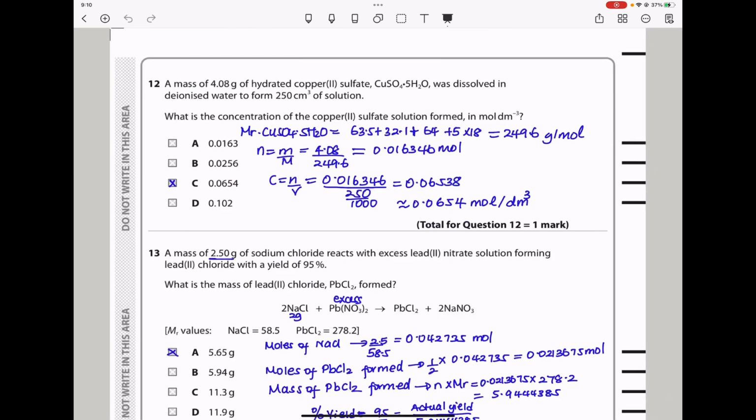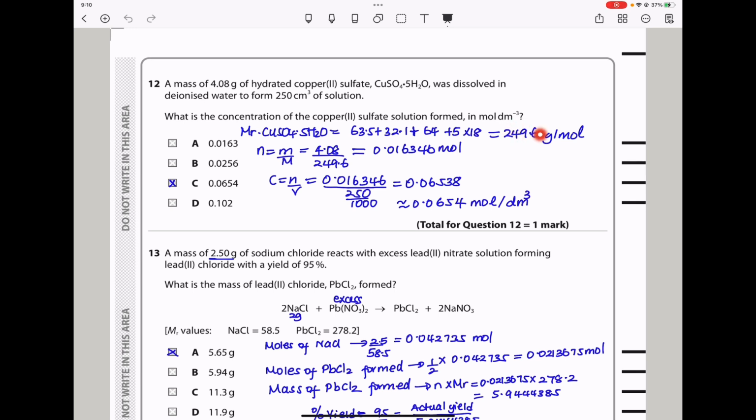Moving on. Question 12. A mass of 4.08 grams of hydrated copper(II) sulfate was dissolved in deionized water to form a 250 centimeters cubed solution. What is the concentration of the copper(II) sulfate solution formed in mole per decimeter cubed?